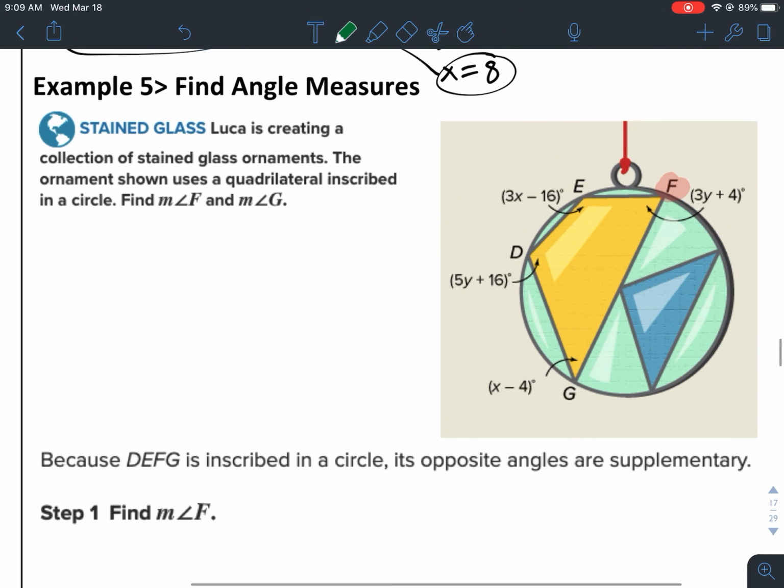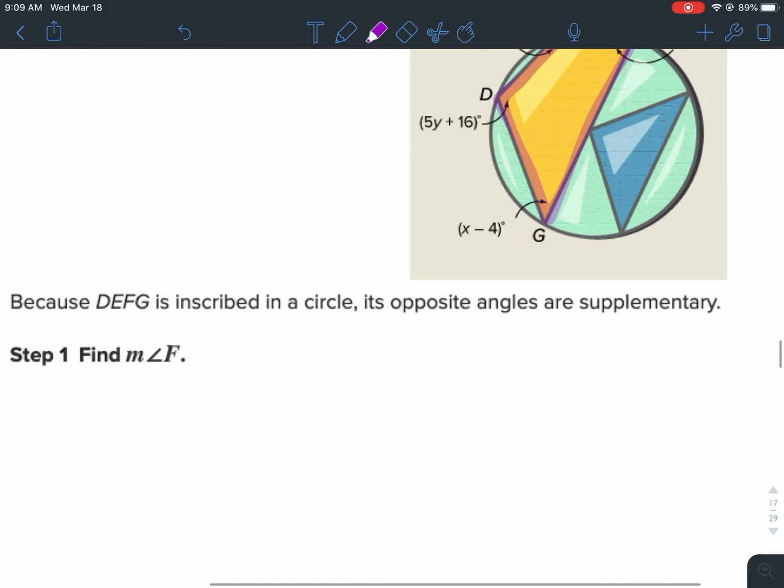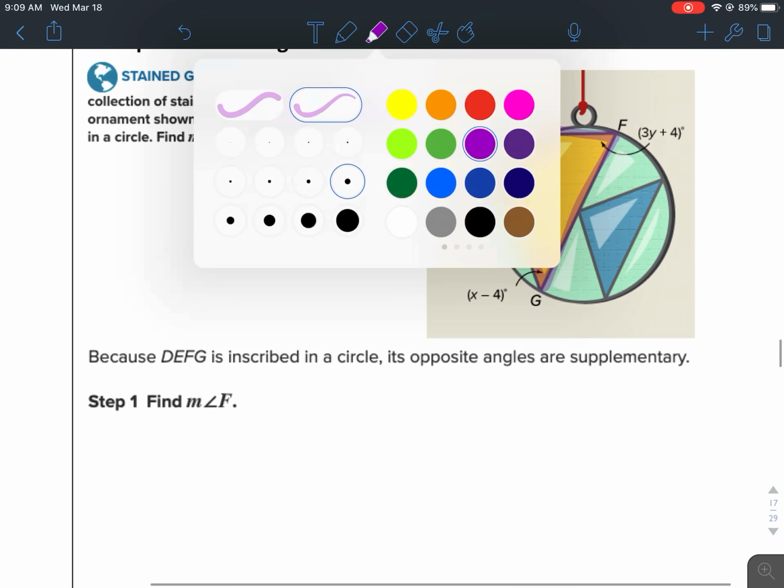Alright, the next example, we have example 5. We have a collection of stained glass ornaments, so that's what Lucas has, he's creating one. And he has an ornament that uses a quadrilateral inscribed in the circle. So again, there's that word again, inscribed means it's inside and the angles are on the circle. So we can say that all of them are going to be equal to 360, but that's not necessarily going to help us out because if you take a look, you have y and x as variables for these angles. So then therefore we're probably going to have to use theorem 10.10, which states that opposite angles are supplementary.